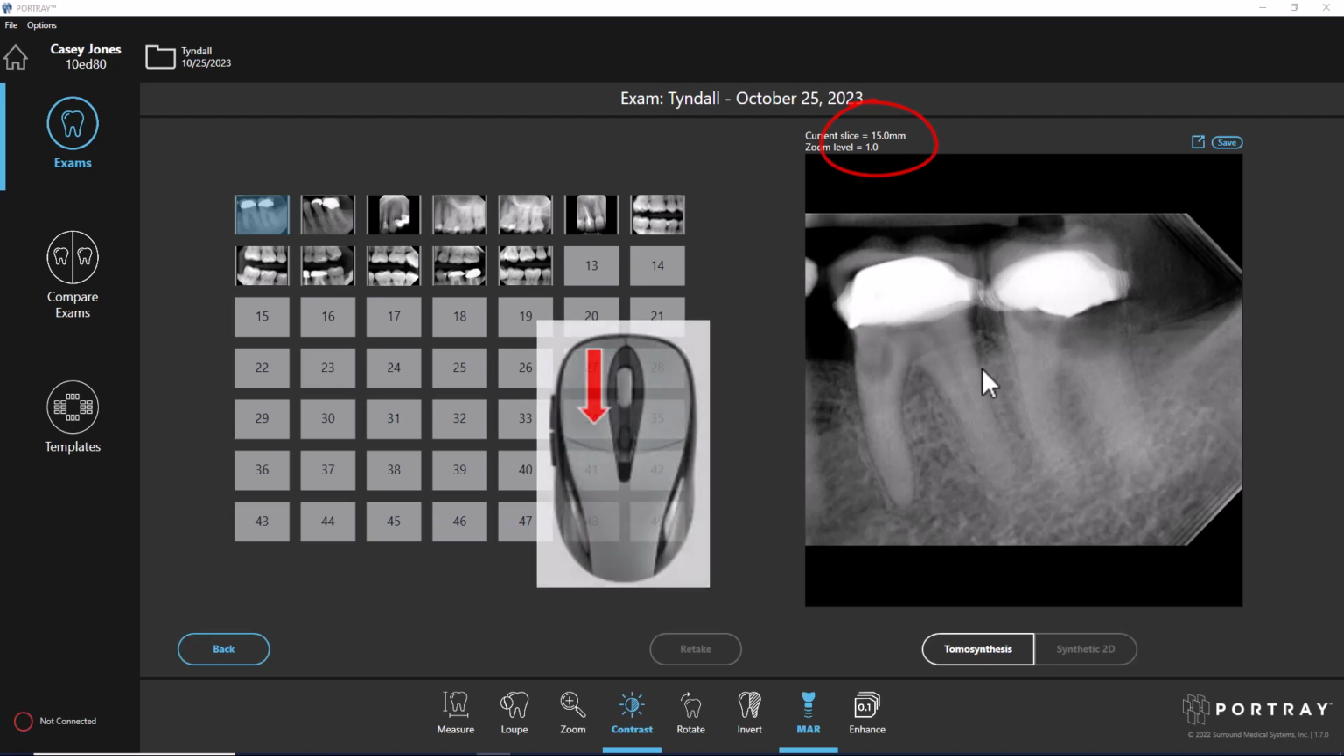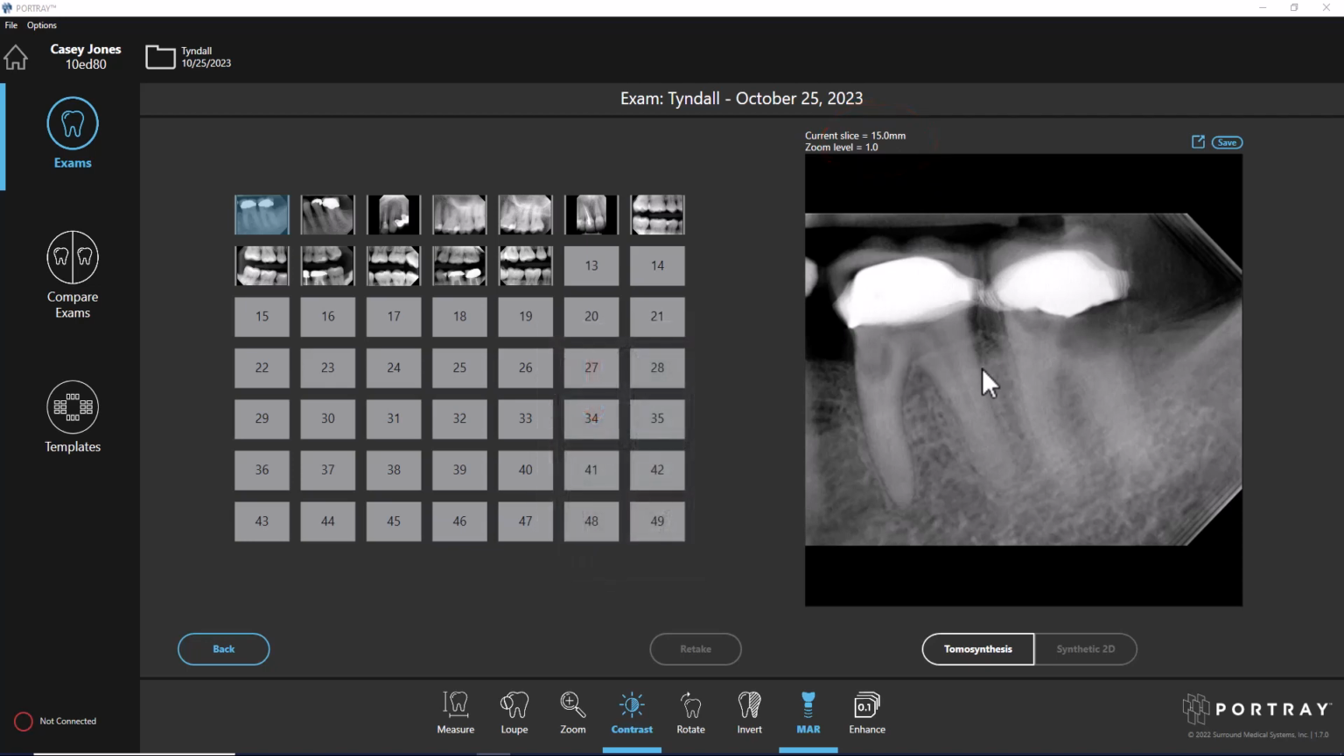Now, one of the key factors to remember in looking at tomosynthetic images is that not everything in the image is always in focus. For instance, let's look at this root here. We see a nice periodontal ligament space. You can see some internal resorption here, possibly caries, we don't know. It looks more like internal resorption. But you see these other roots are not really in focus. Well, that's because the second molar is in a different position than the first molar.